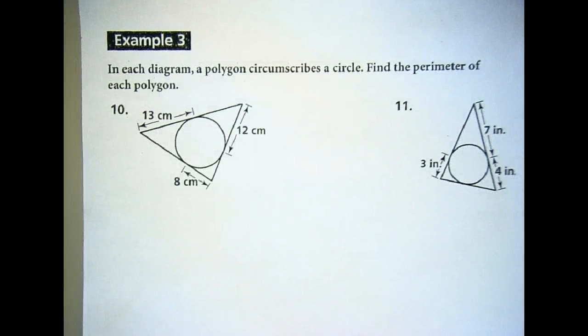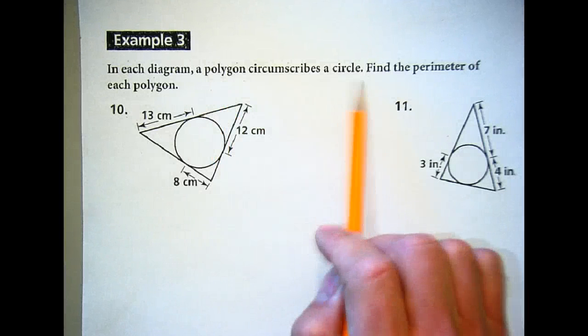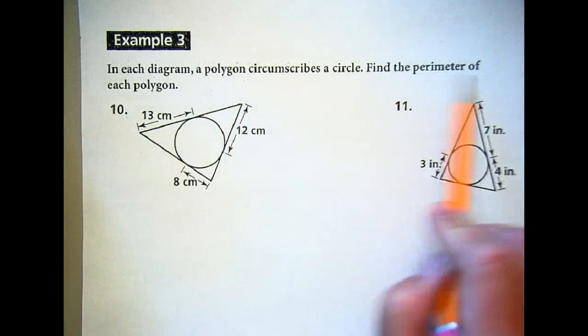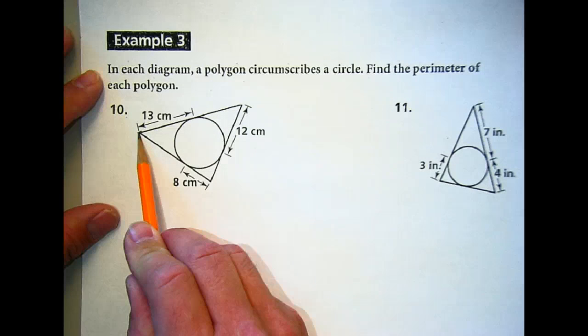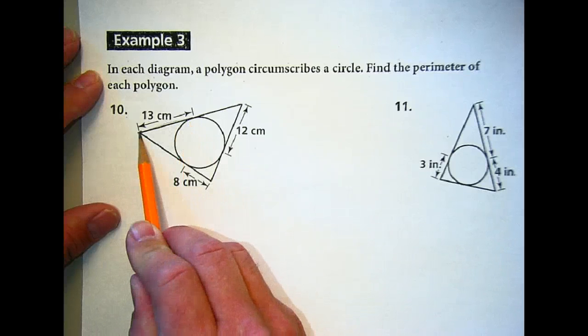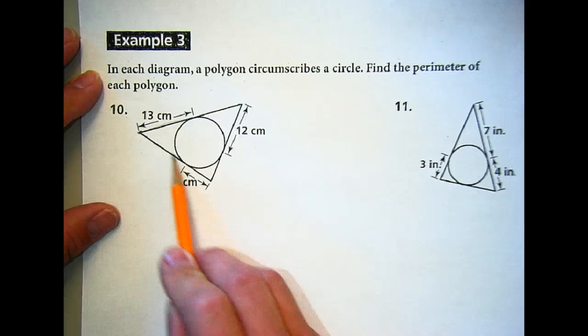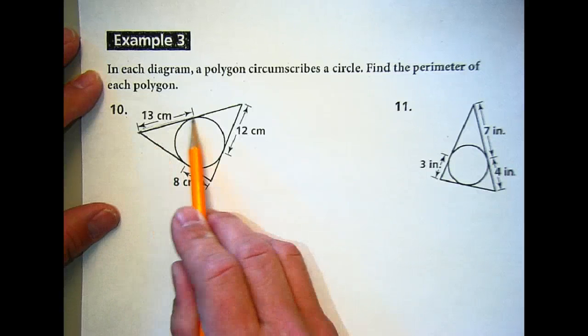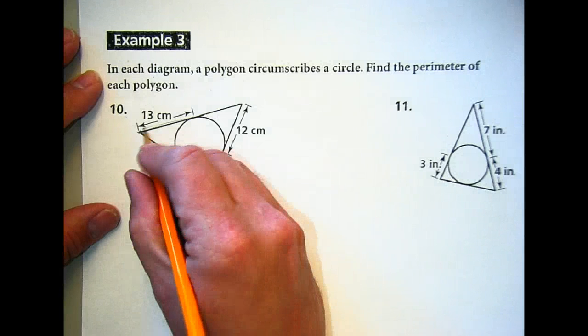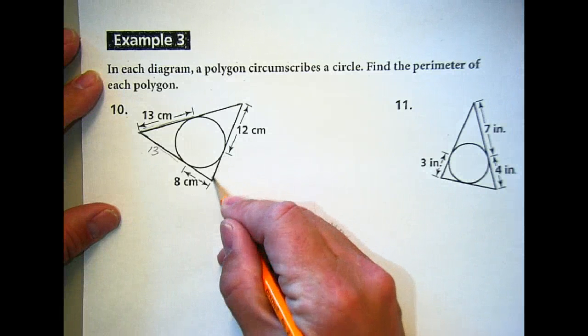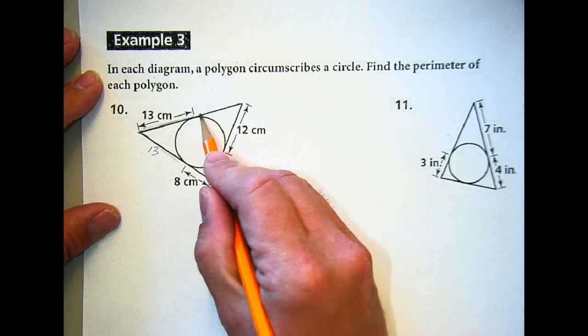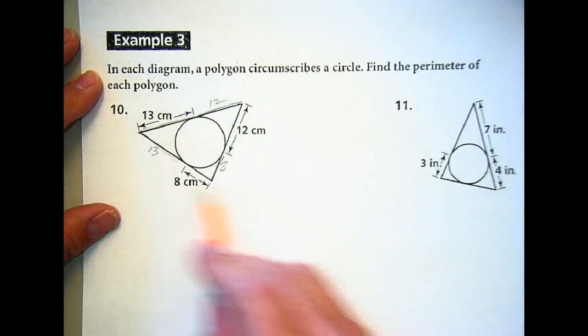Alright, here we go. Example 3. I want to look at example 3 real quick. In each diagram, a polygon circumscribes a circle, meaning it goes around the circle. Find the perimeter of each polygon. Now remember, from a tangent that hits a circle, and another tangent from that same point that hits the same circle, what do we know about these lengths? They're equal. So if this is 13, this is 13. What's this? 8. That's 8. What's this? 12. 12. I found all those lengths because it says find the perimeter. Now I just add them all up.